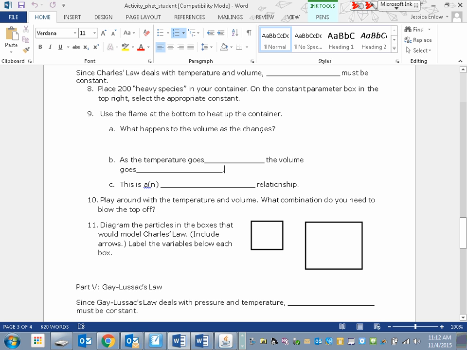So hold on to this for me. You will be turning this in on portfolio check day. We'll have another day where we get to finish up a couple of these. Okay, so don't lose it.